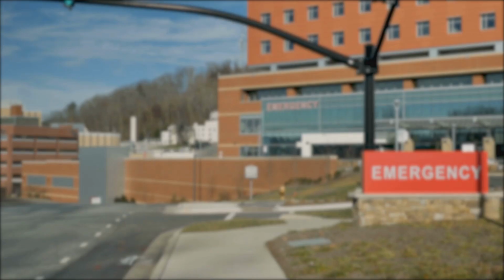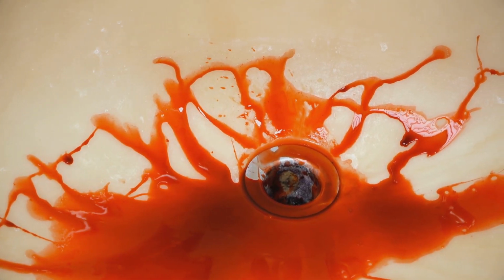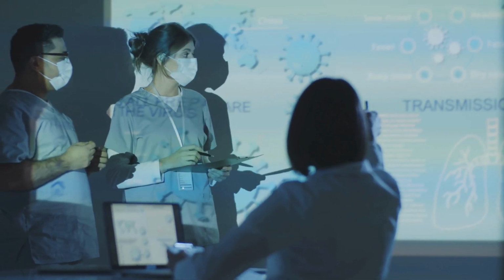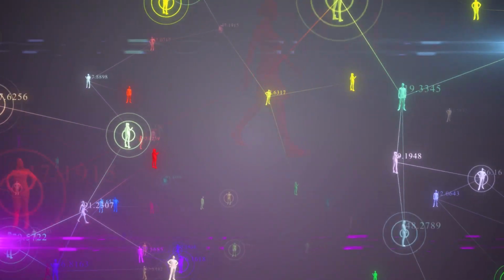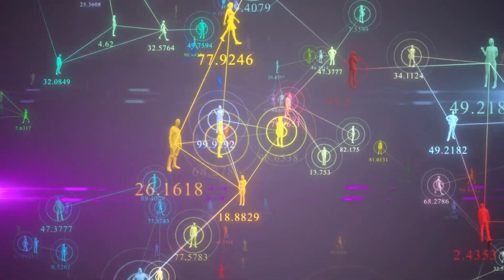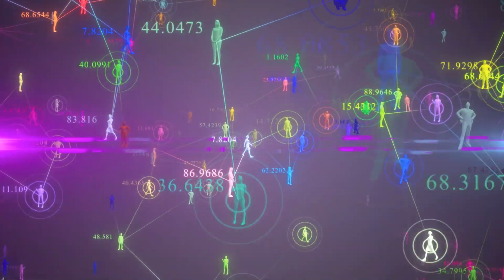Link 3. Portal of exit. This is how the germ leaves the reservoir. It may exit through blood, saliva, respiratory droplets, urine, feces, or wound drainage. Link 4. Mode of transmission. This is how the germ travels. It can spread by direct contact, indirect contact, droplets, airborne particles, or vectors like mosquitoes.